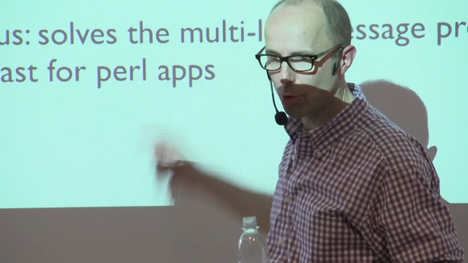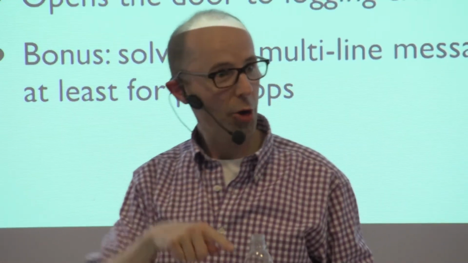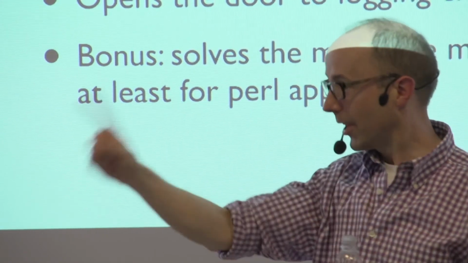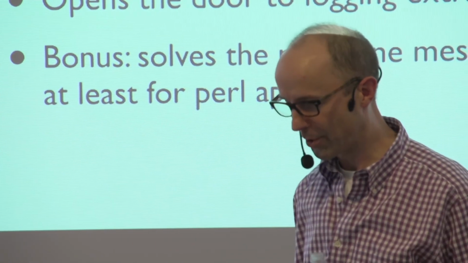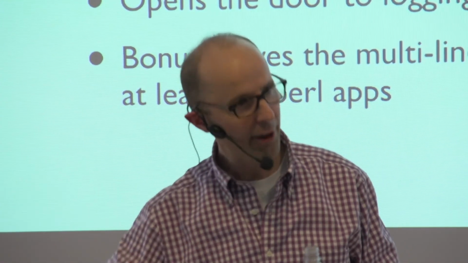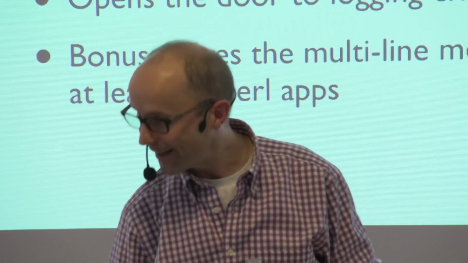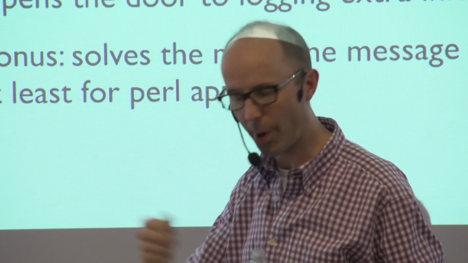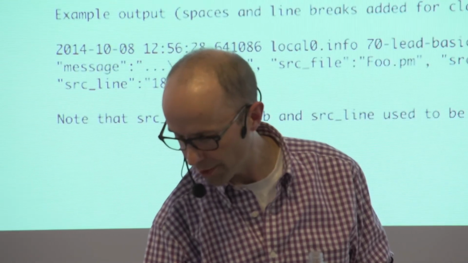Parsing textual log messages to extract information that your code put in there is just dumb. So what I want to do instead is log JSON. Wouldn't that be cool? And that opens the door to throwing extra information into the JSON. And as a bonus, it also solves the multi-line message problem. You're no longer trying to parse multi-line messages out of your log file.